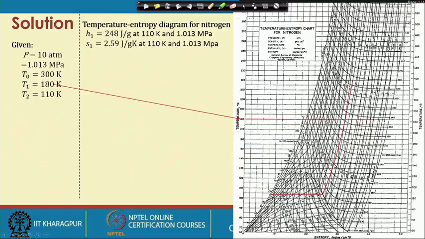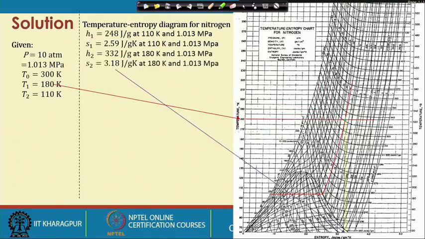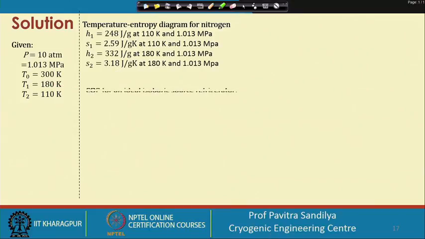Again we locate the isothermal line and find the intersection at this point with the 10 atmosphere isobaric line, and again at this point we read the value of S from this axis, whereas enthalpy is read from these isenthalpic lines. You will find that this particular point does not fall exactly on an isenthalpic line, so we have to interpolate the enthalpy at this point between these two enthalpies, and then we get the value of enthalpy at point 2.